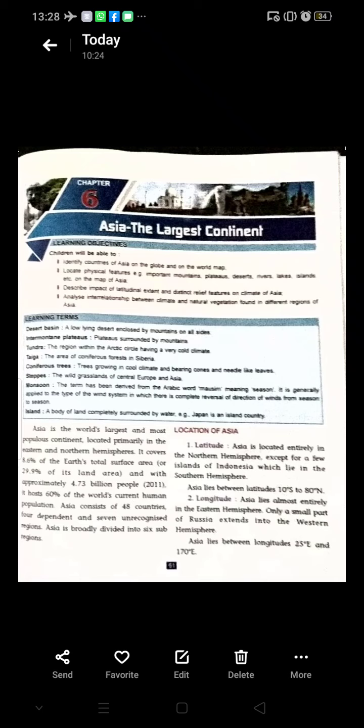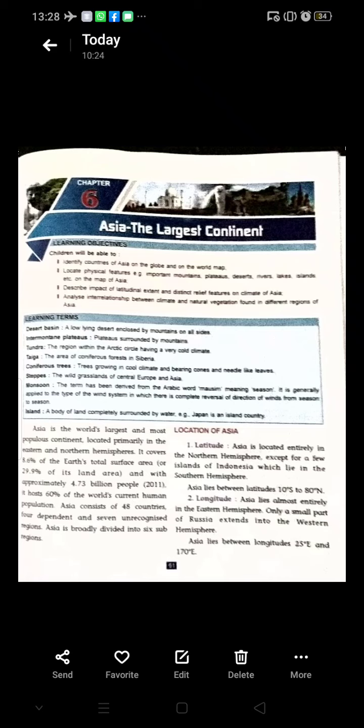Asia consists of 48 countries. Children, please underline this. There are 48 countries, out of which 4 are dependent countries. That means they are not independent yet. They are dependent on some other big nation, and there are 7 unrecognized regions, maybe disputed, so they are unrecognized countries or regions.